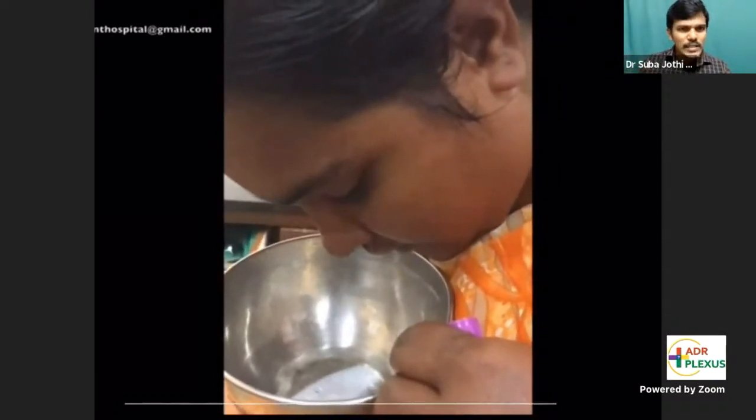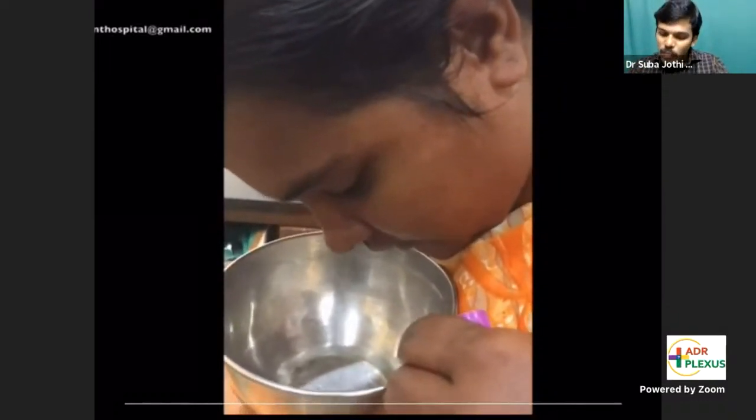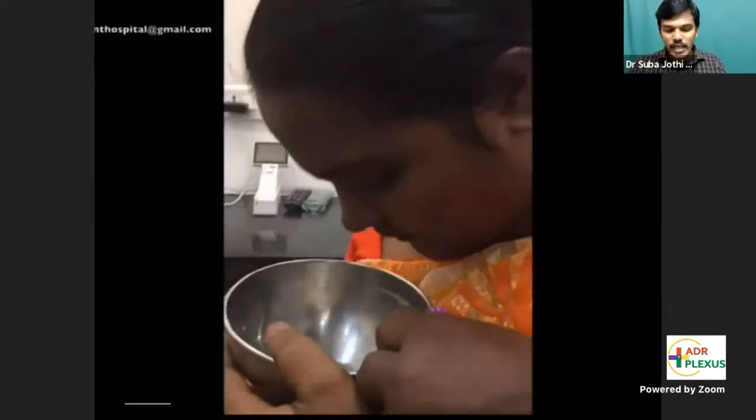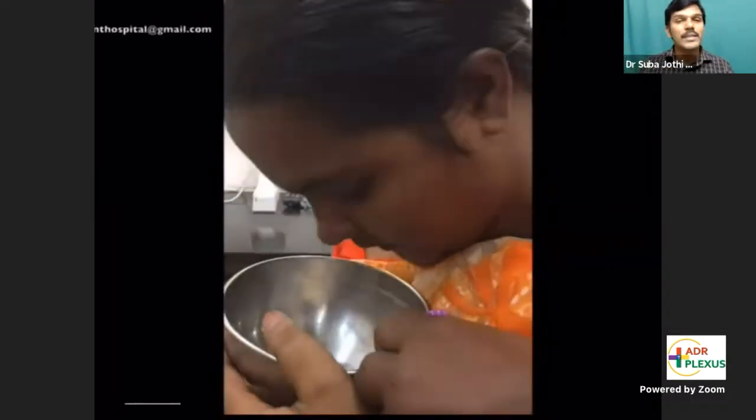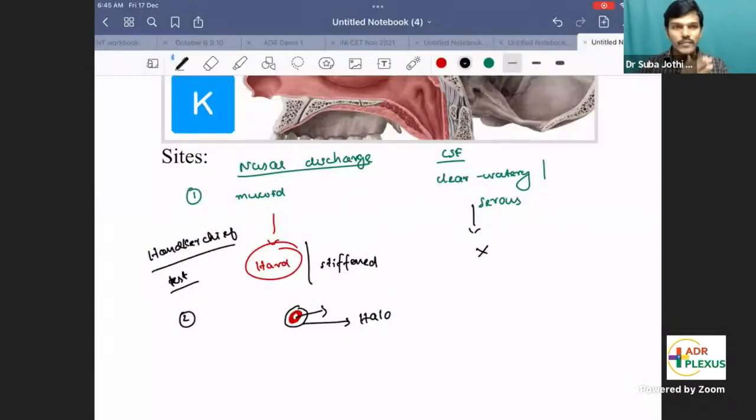So why is it called reservoir? Because normally the small drops we may miss. But if we ask the patient to lie in supine position for 5 minutes, the CSF collects inside the nasal cavity. Once the patient bends forward, all the collected nasal discharge will come out in the form of clear watery fluid. This is the reservoir sign. Clear?